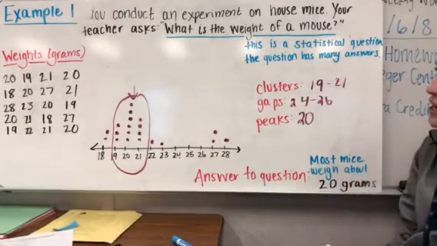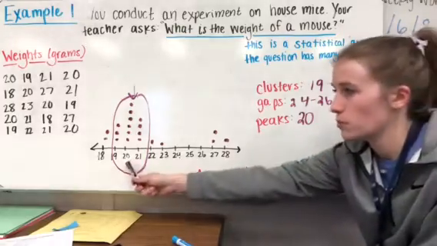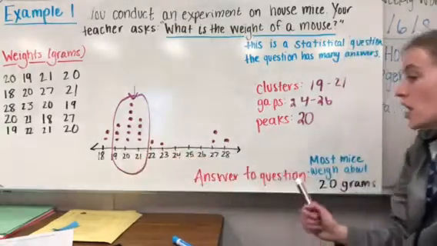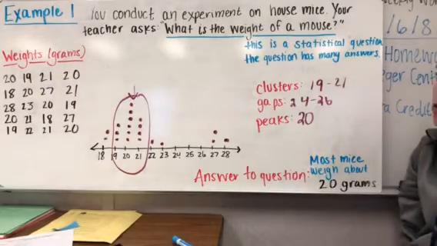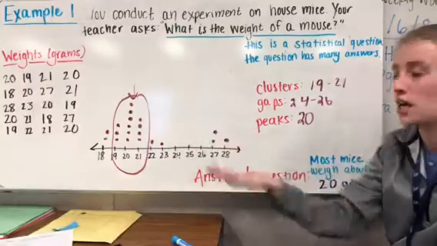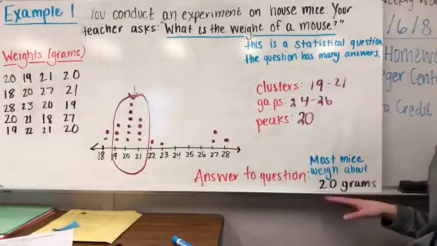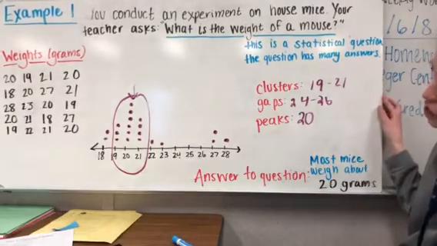Now let's talk about how we might answer this question. What is the weight of a mouse? Well, since 20 was our peak and we're clustered about 20, a good guess is most mice are about 20 grams. So this is how we take a statistical question, analyze some data, and come up with an answer with our justification.